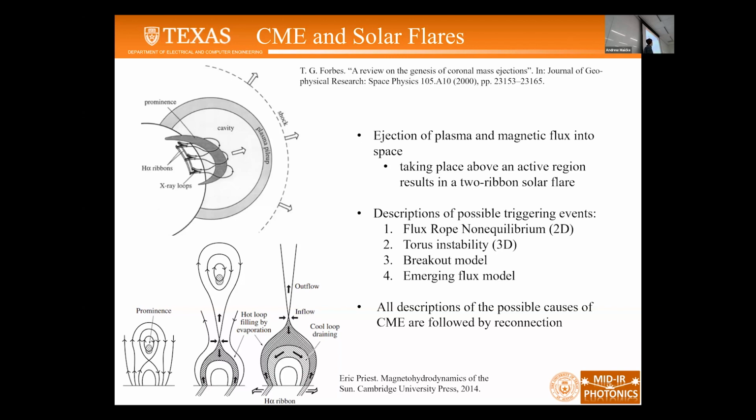All of these eventually end with something called reconnection, which is the converging of magnetic flux lines and the formation of a current sheet, which eventually gets taller and taller until all the flux and the plasma is ejected from the surface of the sun.